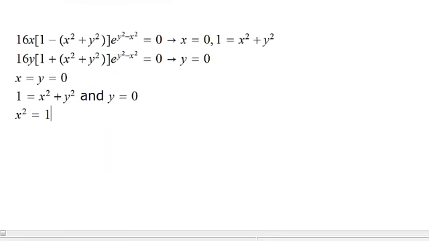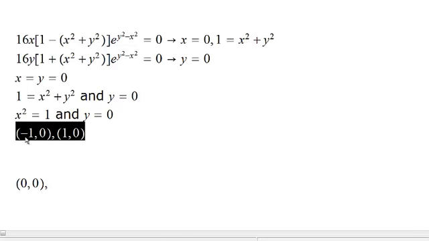Oops. And what at the same time? Y is how much? Y is 0, right? So x square is 1 means x is plus or minus 1, right? So the other points are -1, 0 and 1, 0. Very good. So we have 3 critical points now, right? I mean 0, 0, 0 and these guys. So far so good?